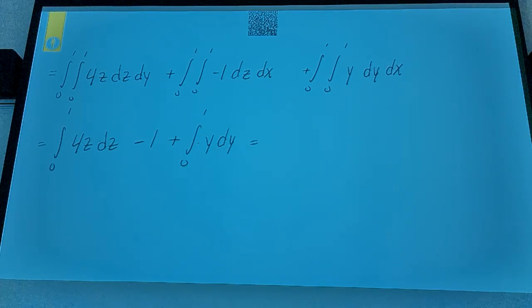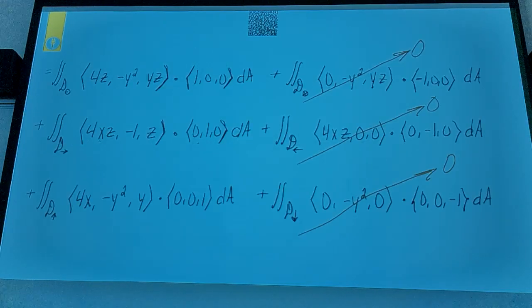2z squared from 0 to 1 is 2. Y squared over 2 from 0 to 1 is a half. Outward flux is 3/2. So again, based on how it was designed, it was a really nice surface integral to do.